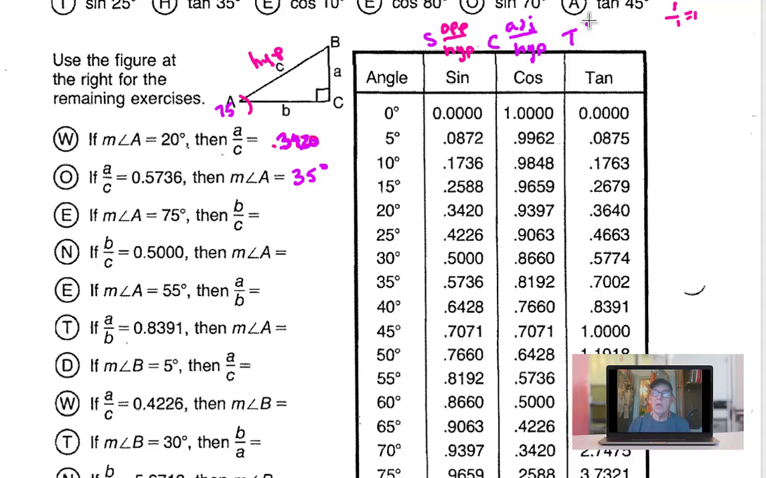SOHCAHTOA is how the ratios are going to go with the side lengths. So back to this one, measure angle A is 75 degrees, and it's talking about B over C. It's talking about cosine of 75. Cosine of 75 is 0.2588. So 0.2588 takes on an E.